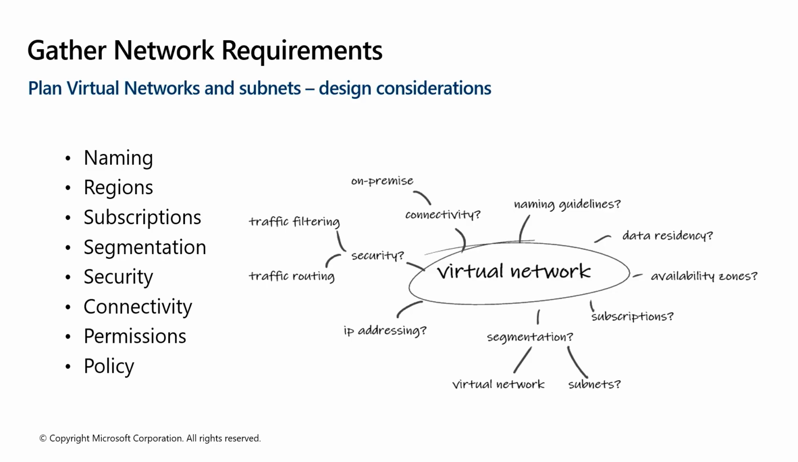Connectivity to the internet, from on-premises, between VNets, or even to another cloud. What about permissions? Who can create networks? Who can connect them? Who can change routes? Permissions are controlled through role-based access control.